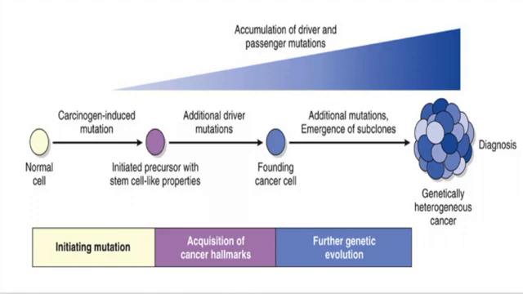And then we get genetically heterogeneous cancer, and then ultimately you are diagnosed. And as you can see here, we have one mutation, but as we go, we get all those passenger mutations, driver mutations, they keep adding on.